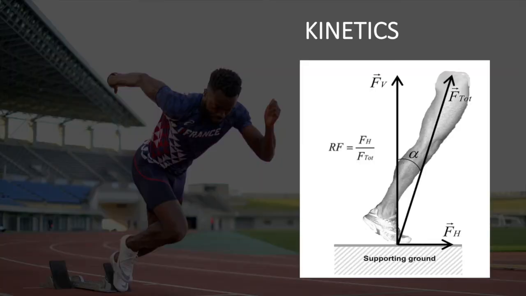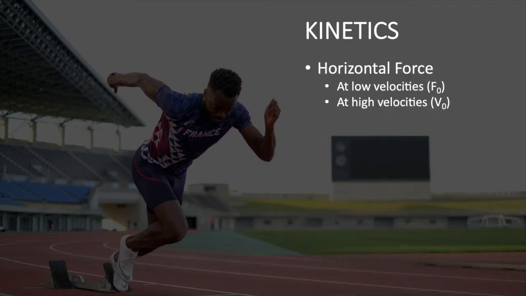Well, a lot of studies show that some kinetic variables are strongly correlated to sprint performance. The main one is horizontal force and horizontal power production. This is an illustration from a JB Marin study that illustrates the ratio of force, RF, which is the ratio between horizontal force and total force. The higher your RF is, the more you get horizontal force from your total force production.